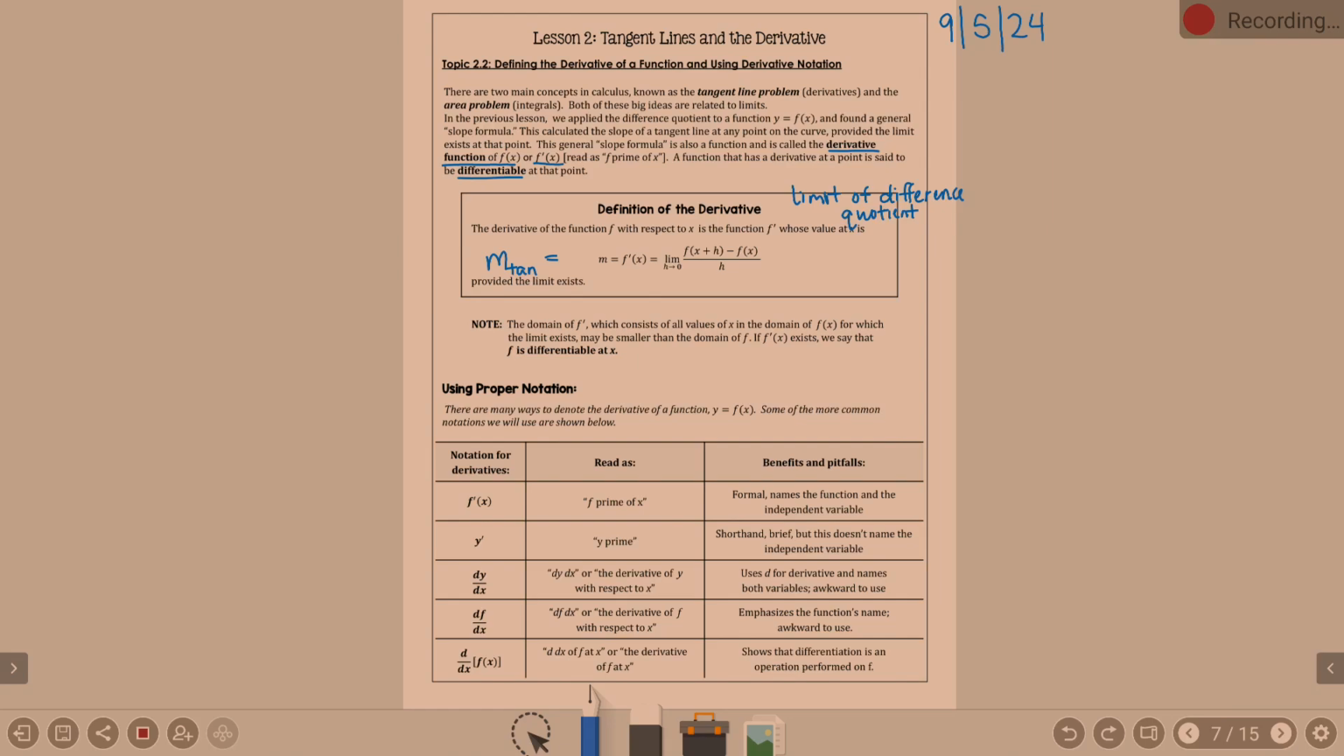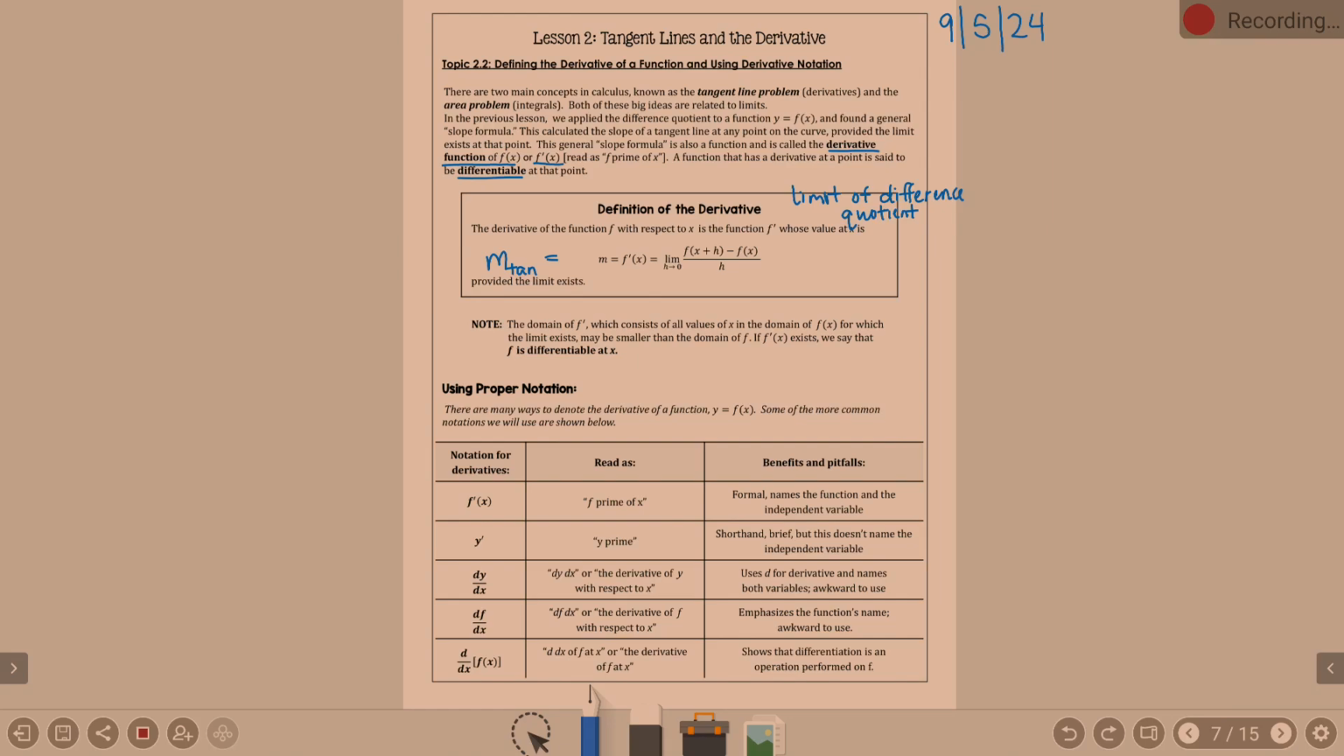You sometimes see df dx, the derivative of f with respect to x, similar to earlier. It emphasizes the function's name. I rarely see us use it. Notice it says awkward to use. But it's very similar to dy dx, just it's stating that f is the function.